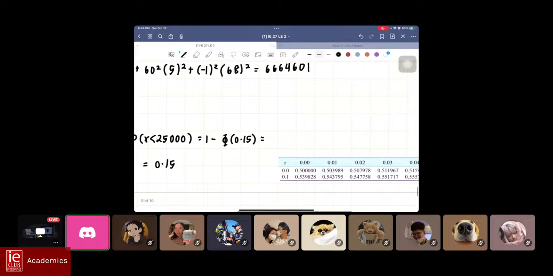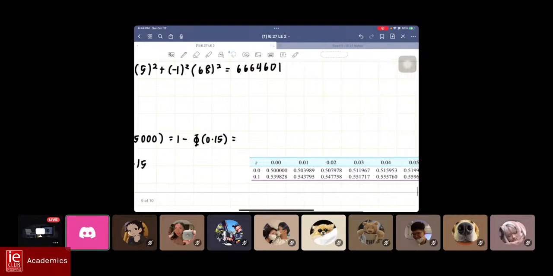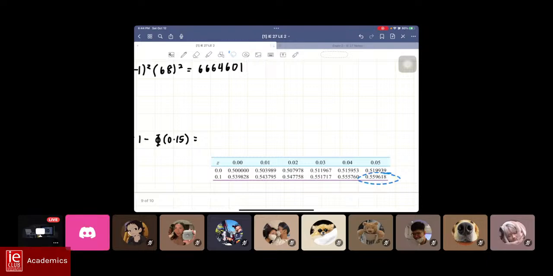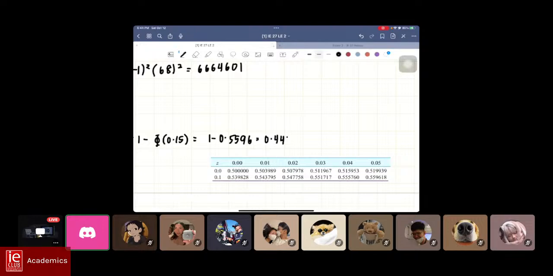And then based on the Z table again, we can find 0.15 here. So it's 1 minus 0.5596, which is equal to 0.4404.